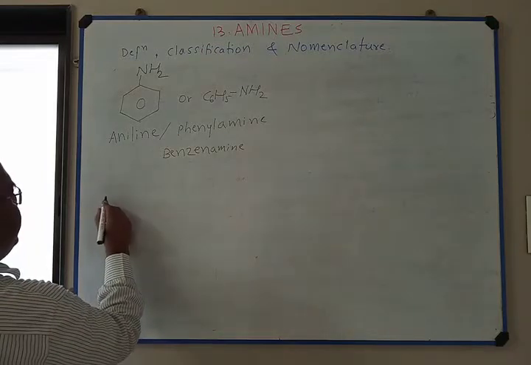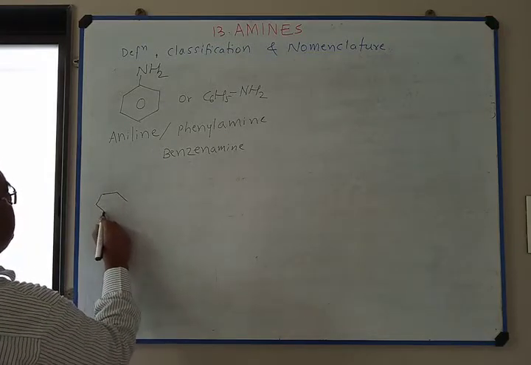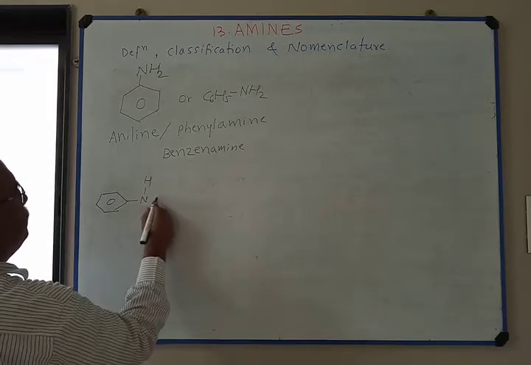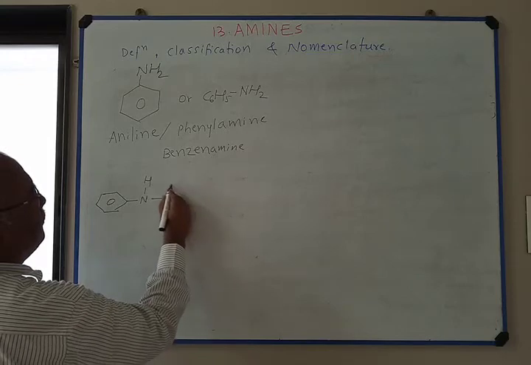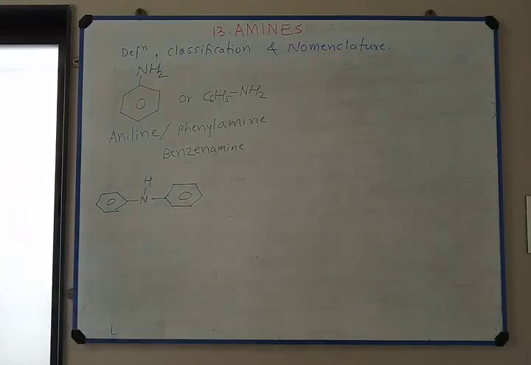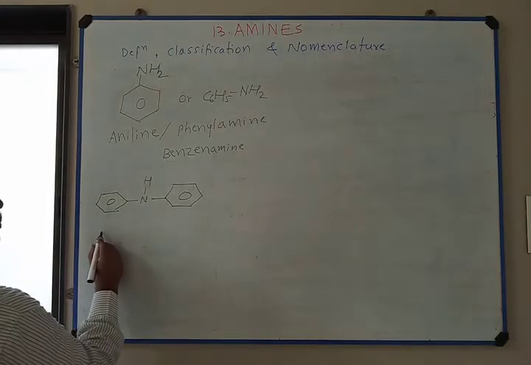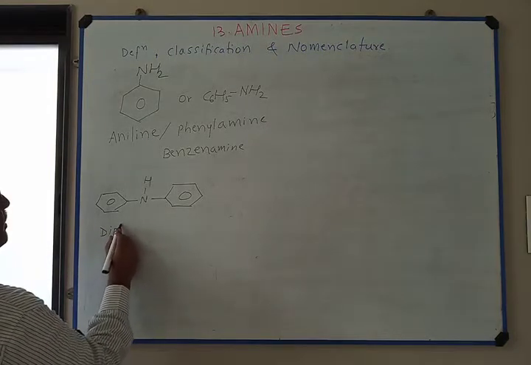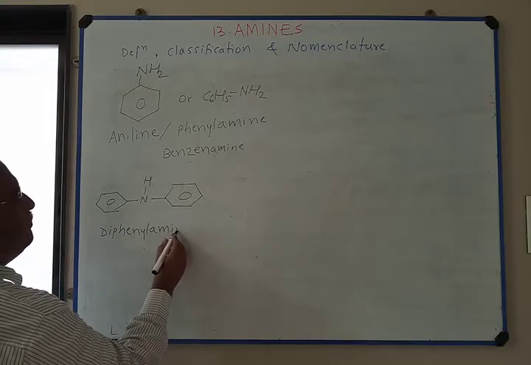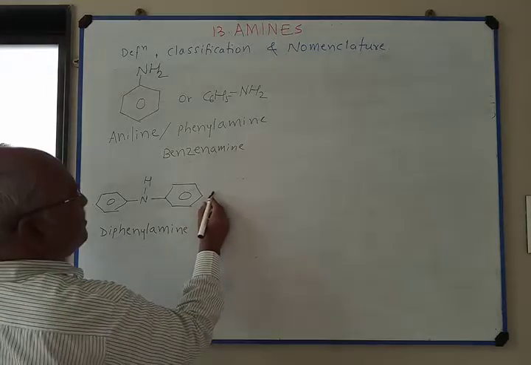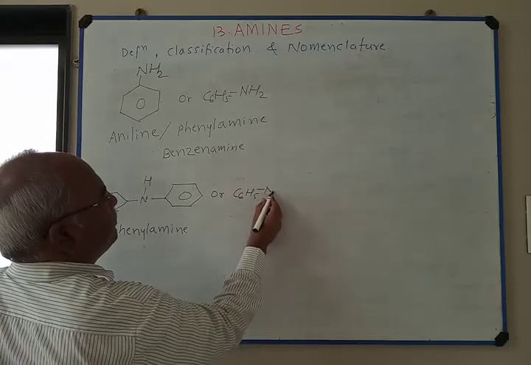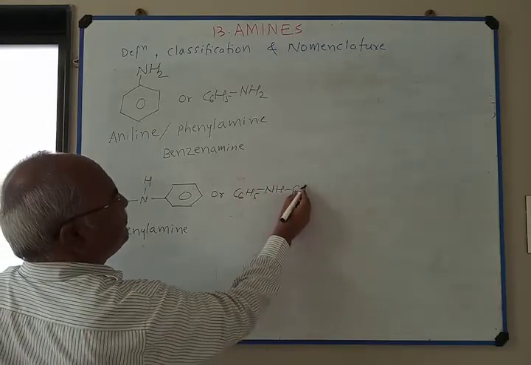Next, I write, this is a phenyl group, NH. Two phenyl groups are present, therefore the name of the compound is diphenylamine. The same compound can also be written C6H5NHC6H5.